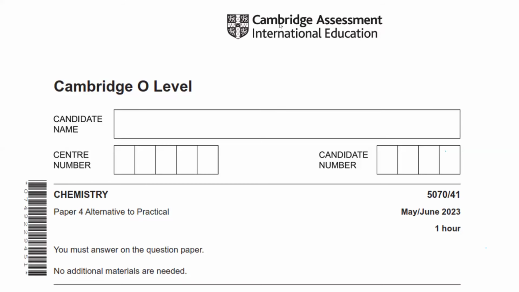Hello and welcome. This is Cambridge O-Level Chemistry Paper 4, alternative to practical. The subject code is 5070. This is the May-June 2023 exam, and this is version 1 of this exam.